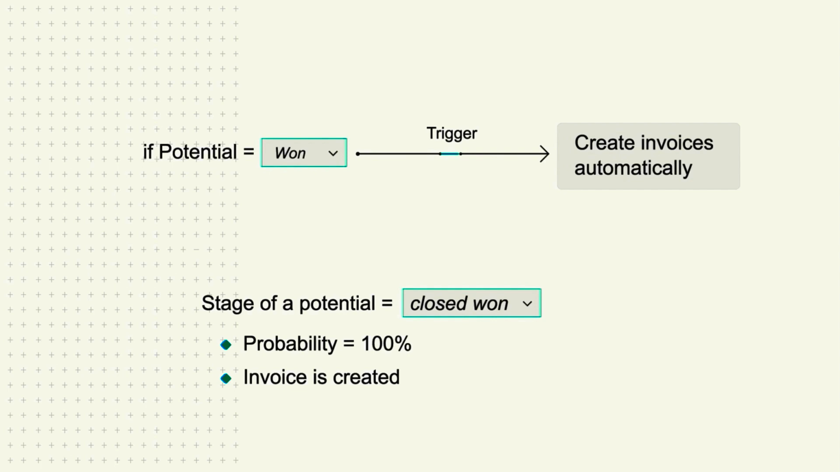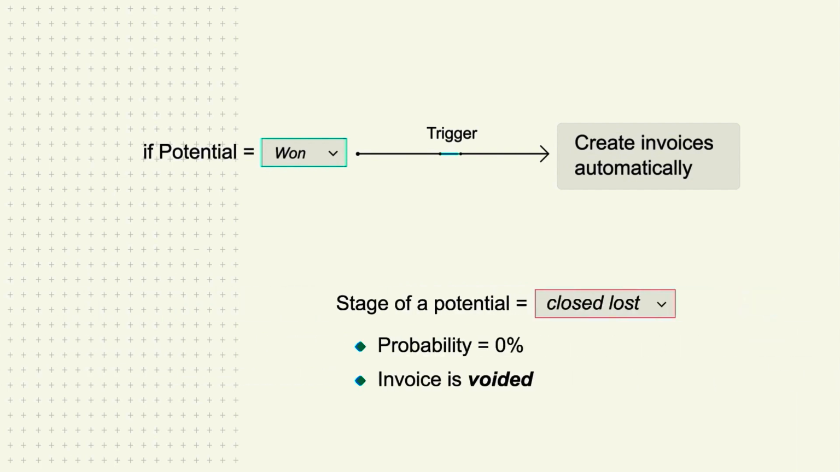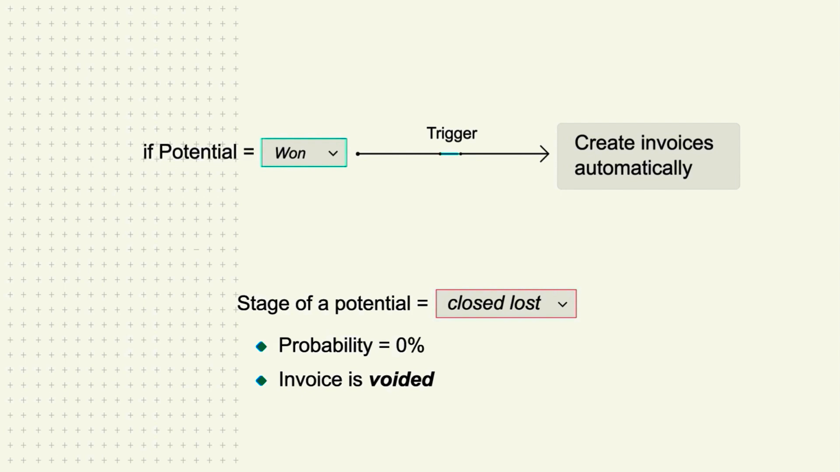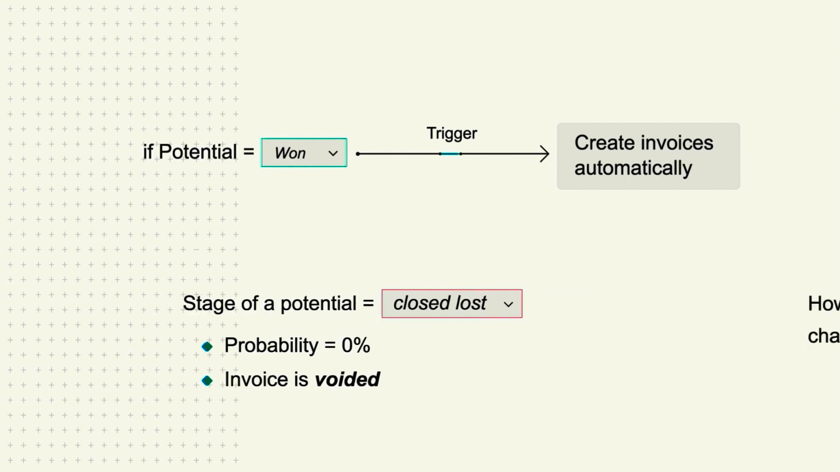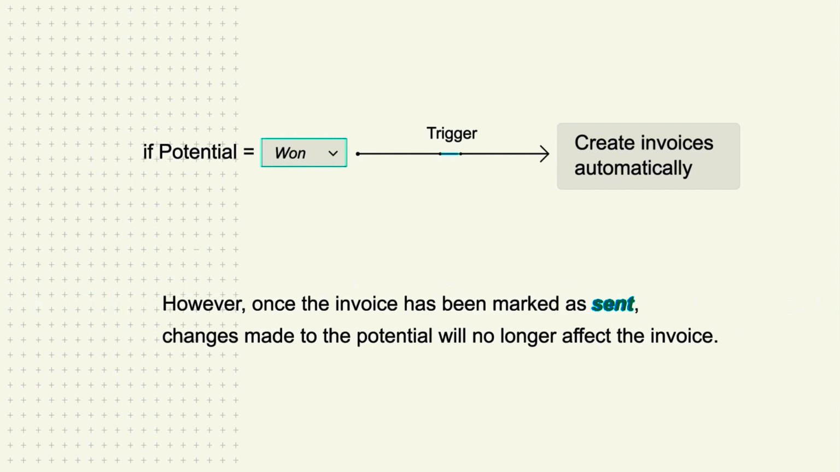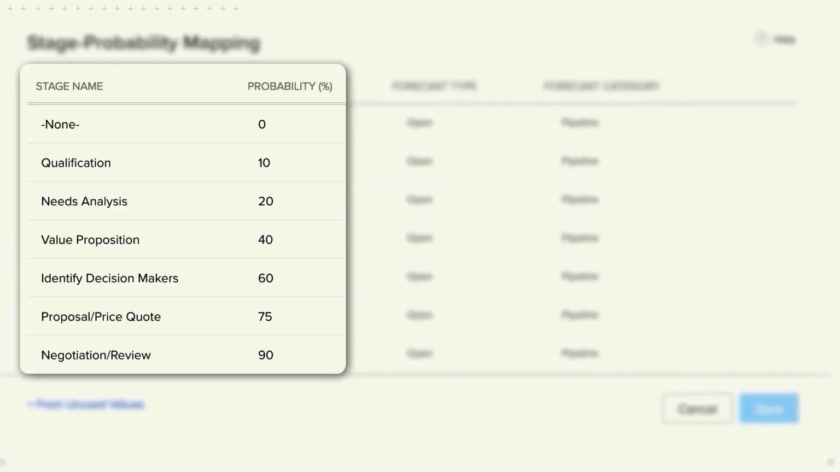If the potential is then edited and the stage changed to close lost, the probability becomes 0 and the invoice is voided in Zoho Books. However, once the invoice has been marked as sent in Zoho Books, changes made to the potential will no longer affect the invoice. Each stage of potential has a probability value which can be edited.